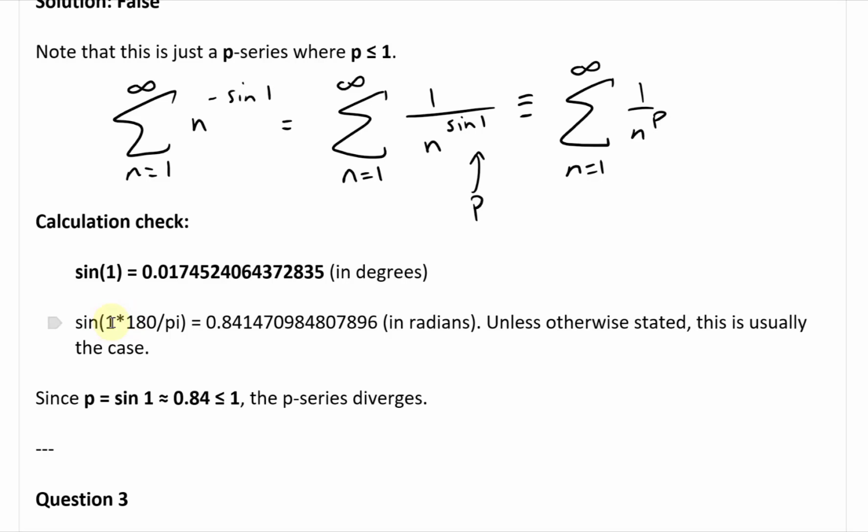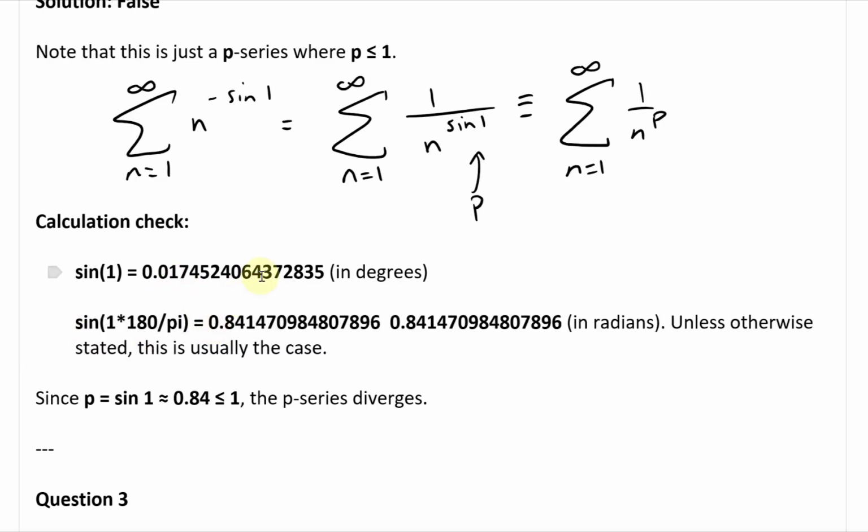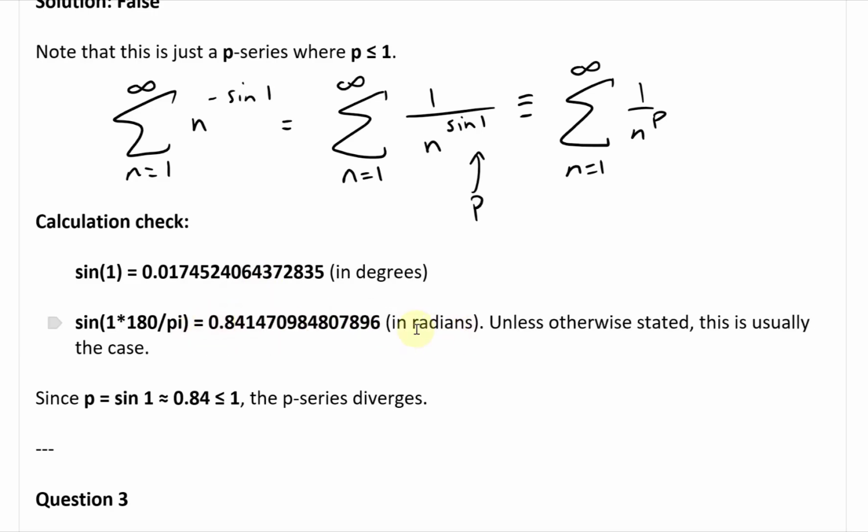So take 1 degree and multiply it by pi radians per 180 degrees. So divide by pi like that, and you're going to get this answer right here. If I press space, it equals 0.8414, etc. So that is our answer. This is in radians, which is usually the case unless otherwise stated.